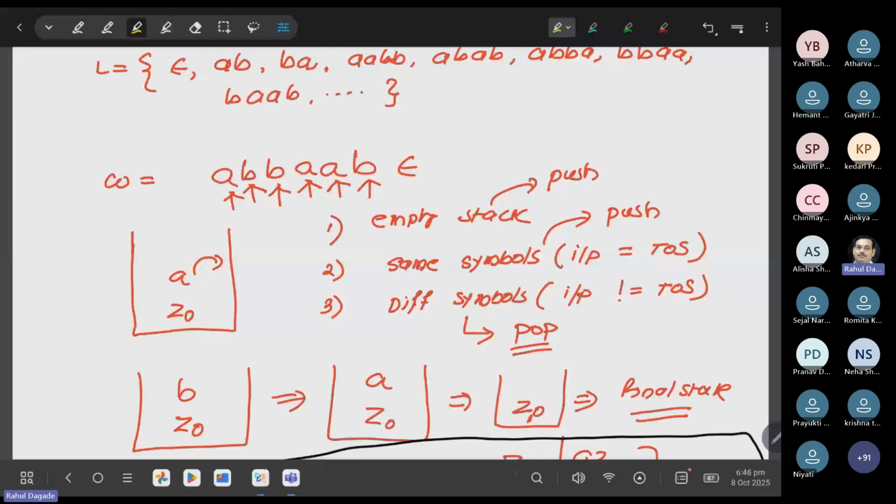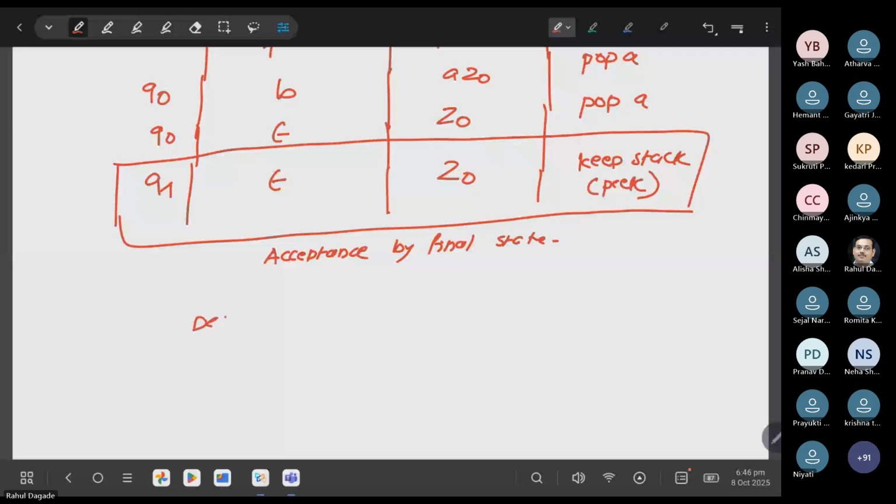Now, can you design a PDA for number of A's should be greater than number of B's? Number of A's must be greater than number of B's.